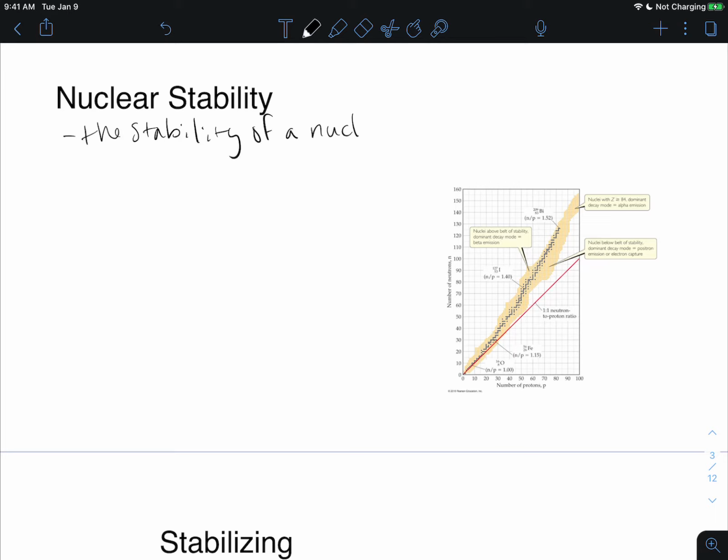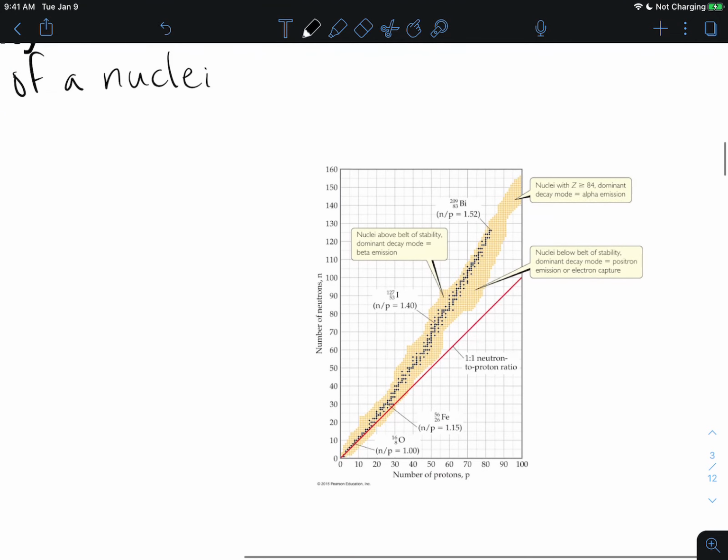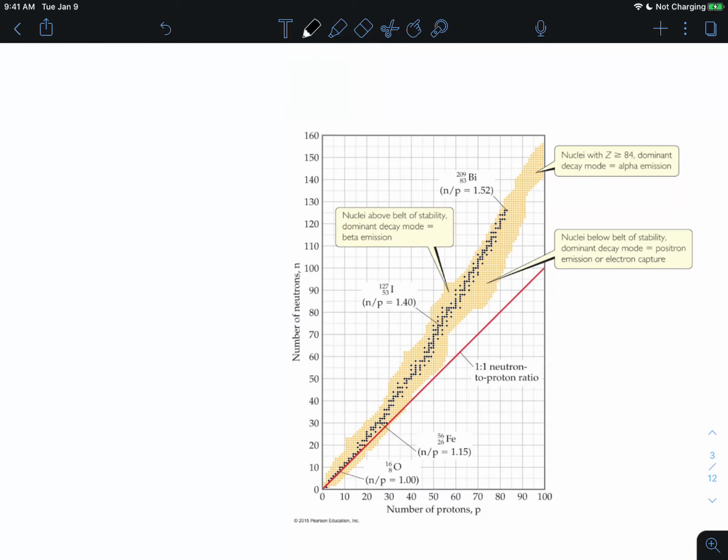And this stability is going to be based on the size along with the proton to neutron ratio. So what we see over here on the right is a graph with our proton and neutron ratios. And the little black dots we see, we call that the belt of stability. Any one of the nuclei with a specific neutron to proton ratio is going to be considered stable, so they're not going to radioactively decay.